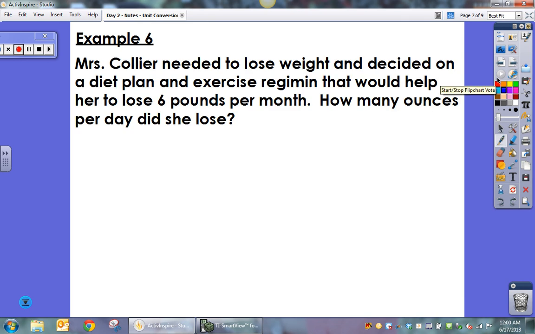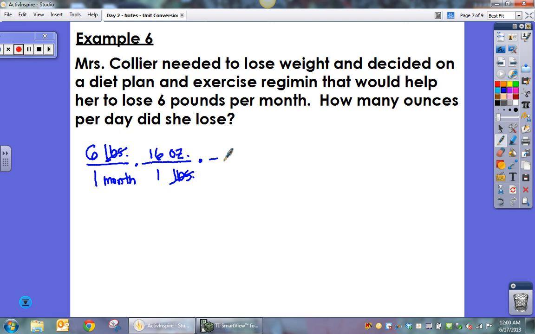Our last example. I decided that I need to lose weight, and I created a diet plan and an exercise regimen that would help me to lose 6 pounds per month. How many ounces did I lose per day? So I've got to figure out, if I'm going to lose 6 pounds per month, how many ounces is that per day? So I've got 6 pounds per 1 month. And I'm going to turn that into ounces per day. Well, I know how to go straight from pounds to ounces. There are 16 ounces in 1 pound.